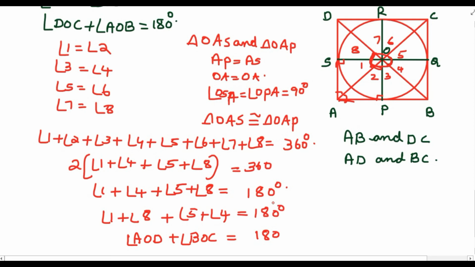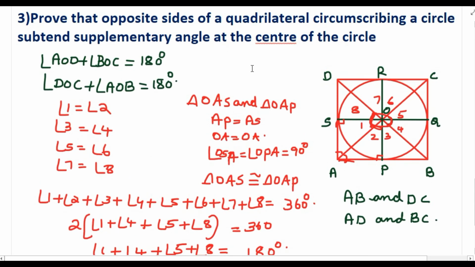We have written that the angles subtended by the opposite sides of the quadrilateral at the center are supplementary. So angle AOD, that is angle 1 plus 8, and 5 plus 4 is equal to 180 degrees. Similarly, if you take the other side, 7 plus 6 and 2 plus 3, we can prove that DOC plus AOB is equal to 180 degrees. Hence, we can say that opposite sides of a quadrilateral circumscribing a circle subtend supplementary angles at the center of the circle. Thank you for watching my video.